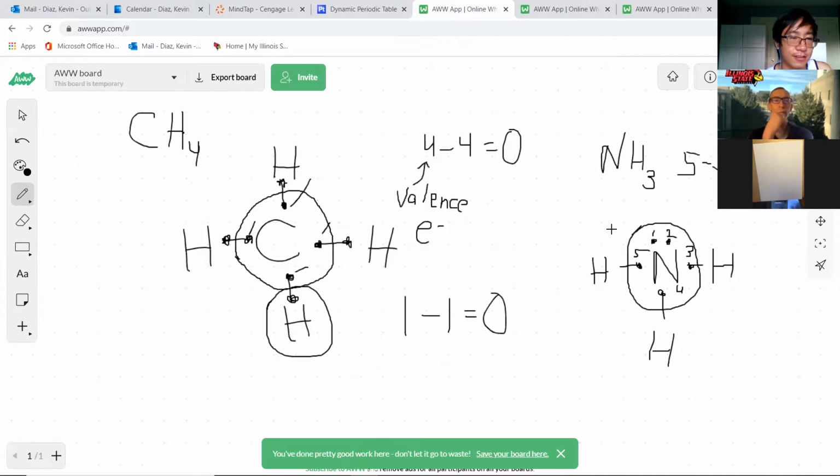Would you like to add anything, Dr. Hunter? Yeah, this is a perfectly nice way of calculating formal charge. It gets you there in a nice visual, pictorial way of looking at what's going on.